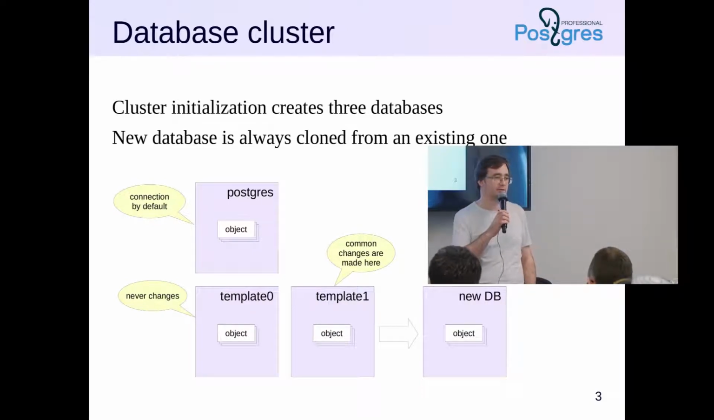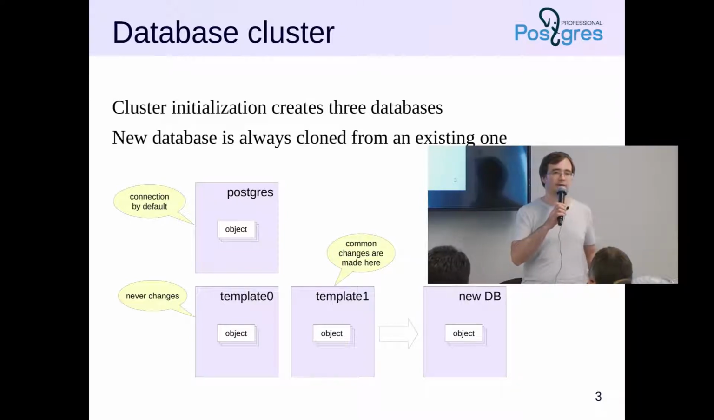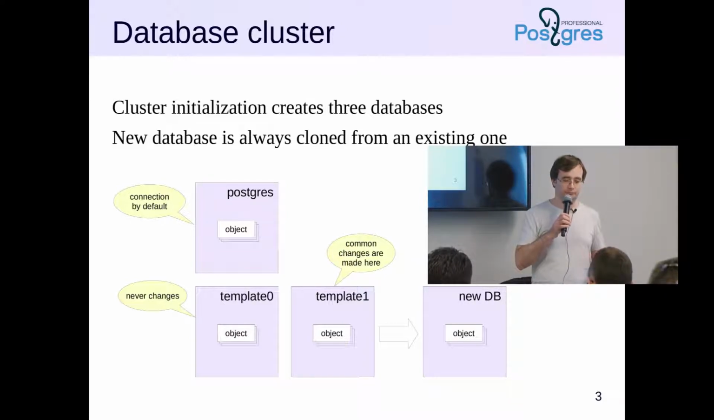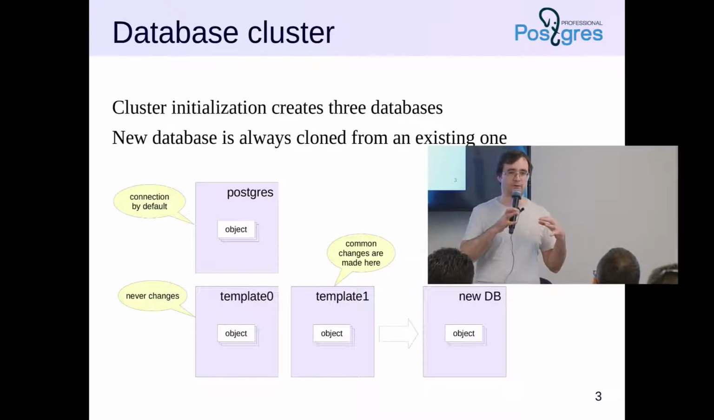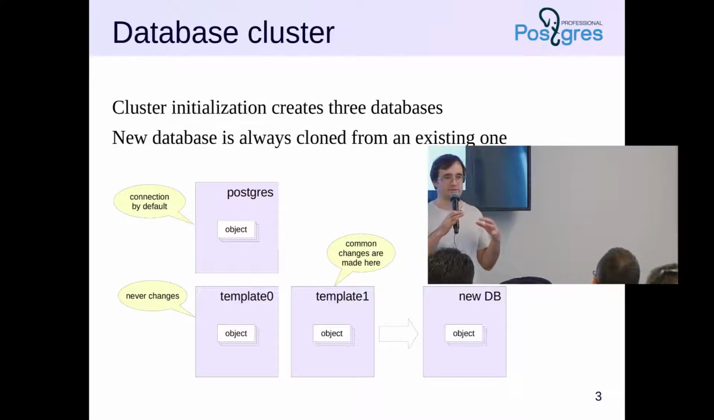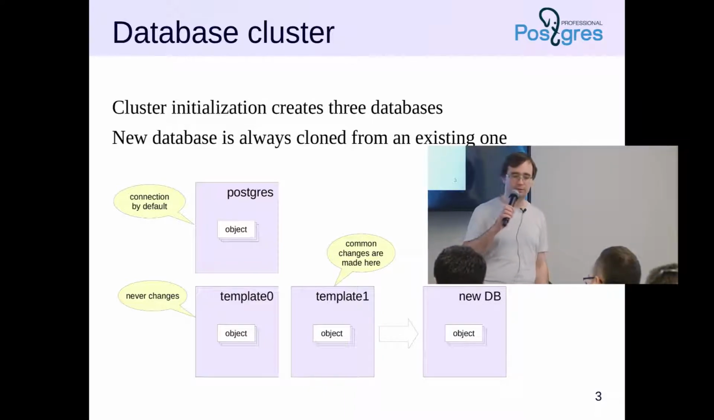Usually we call a cluster several servers which connect to each other, but in Postgres, a cluster is just several databases inside one database instance. So it is called a database cluster.